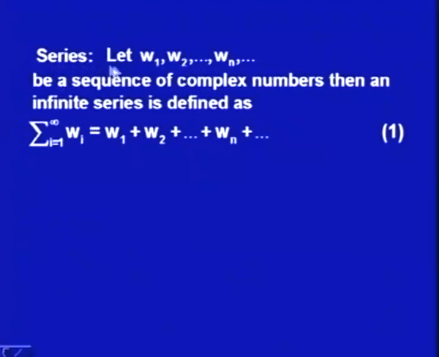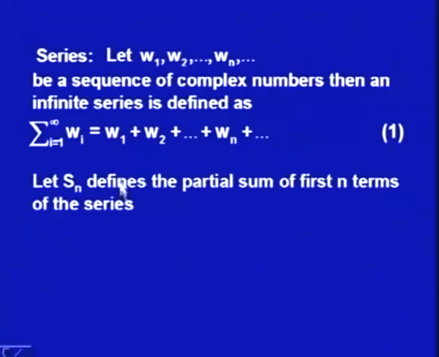Further, we define series. So, let w1, w2, wn be a sequence of complex numbers, then an infinite series is defined as summation i equal to 1 to infinity of wi, equal to w1 plus w2 plus wn and so on. So, this is a series.